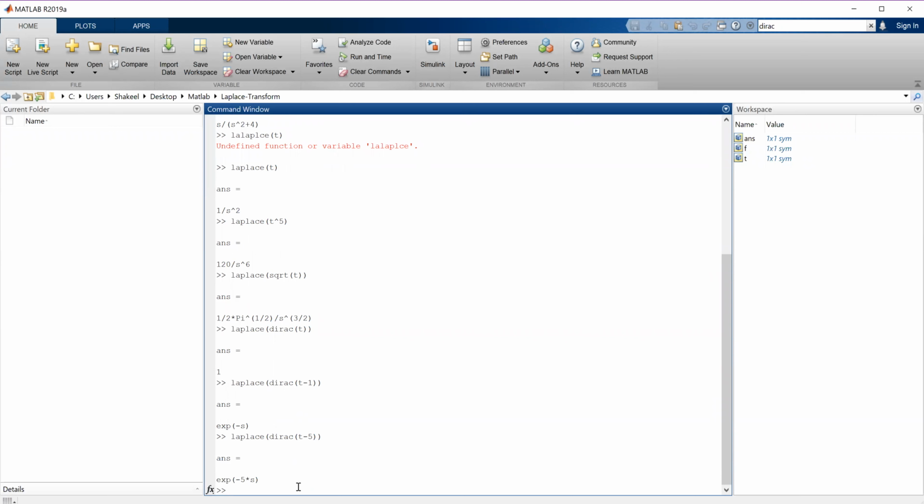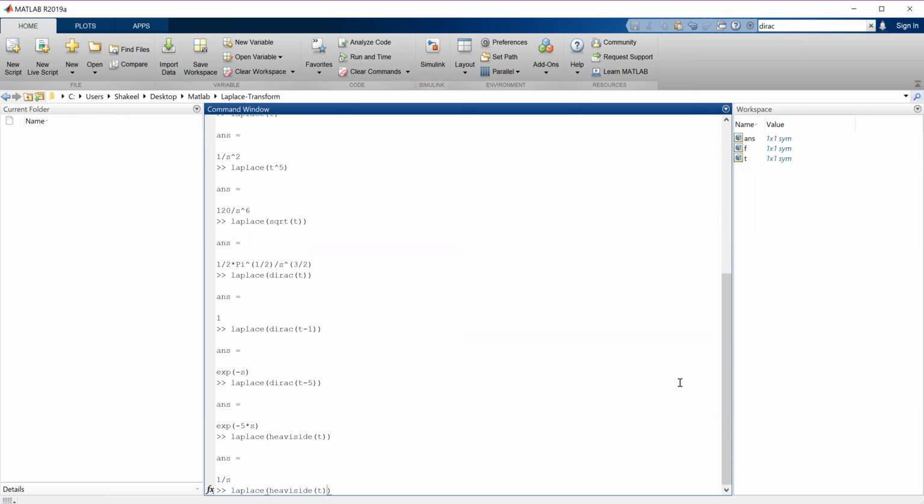Now the Laplace transform of the unit step function. The unit step function is also called the Heaviside function, and it's written as heaviside in Matlab. So heaviside of t means u of t simply. This will give me the Laplace transform of u of t.